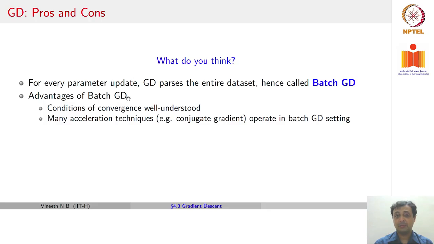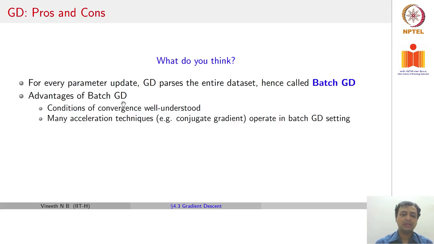For every parameter update, gradient descent parses the entire data set. We already saw that it computes the gradients, it keeps aggregating the gradients and then takes the average. Okay, we called it an epoch. So gradient descent passes the entire data set and it's hence called batch gradient descent.